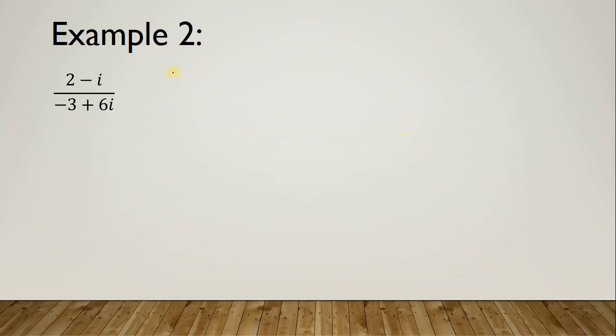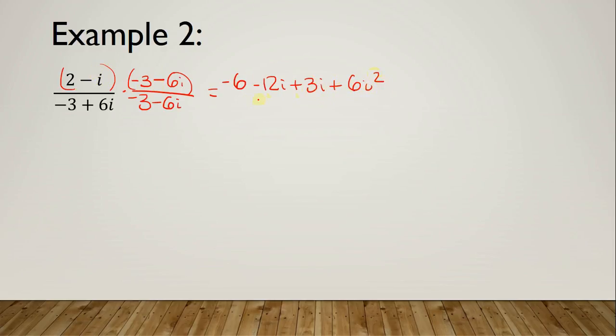One more example. I have 2 minus i divided by the quantity of -3 plus 6i. So I'm going to multiply by -3 minus 6i, not plus 6i. Okay. There we go. Looks like I got a lot of foiling to do. So I got 2 times -3, that is -6. 2 times -6i is -12i. -i times -3 is a positive 3i. And -i times -6i is a positive 6i squared.